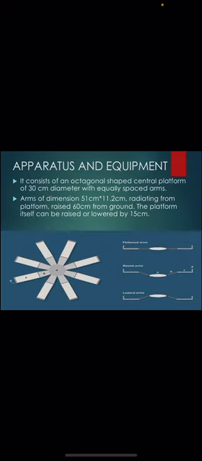Now, what's the apparatus? It consists of an octagonal shaped central platform of 30 cm diameter with equally spaced arms, as you can see, the 3 arms. Arms of set dimension are radiating from the platform that is raised 60 cm from the ground. The platform itself can be raised or lowered by 15 cm.